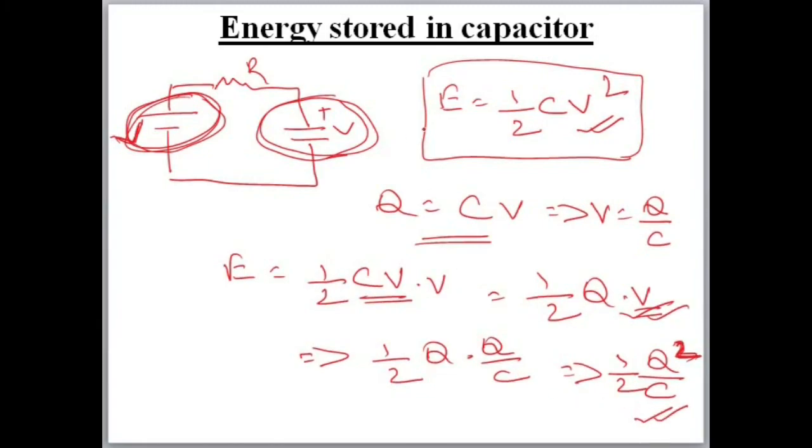Whatever is given in the question you can use. If C and V both are given, you can use this rule. If Q and V are given, you can use this rule. If Q and C are given, you can use this rule. But a capacitor always stores some energy. That energy is given by this formula and you should remember this.